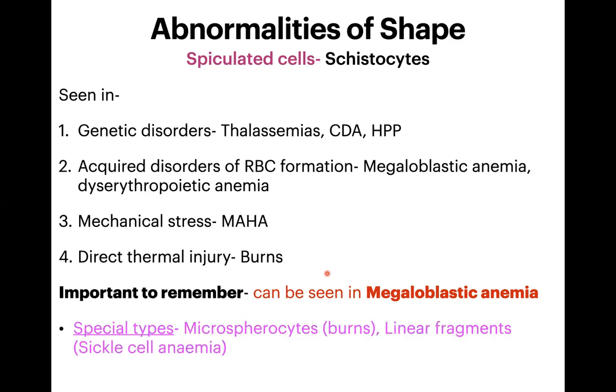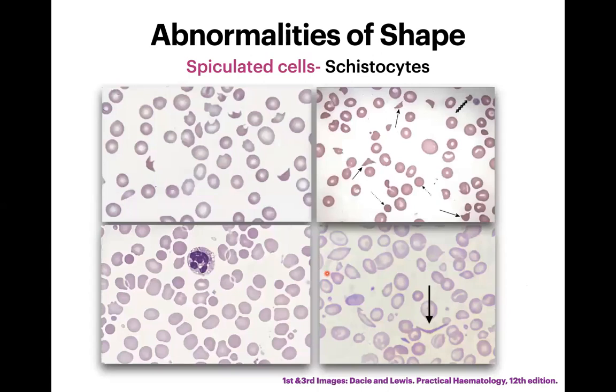There are certain specific types of schistocytes which have been found, like microspherocytes, which are found in cases of burns. The linear fragments, I'll show an image, are found in cases of sickle cell anemia. So these are different kinds of schistocytes.